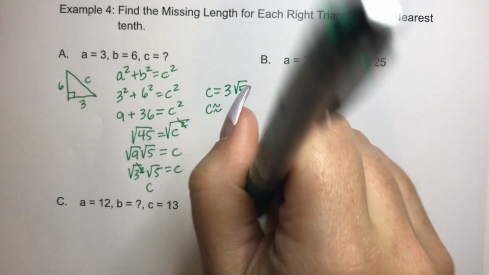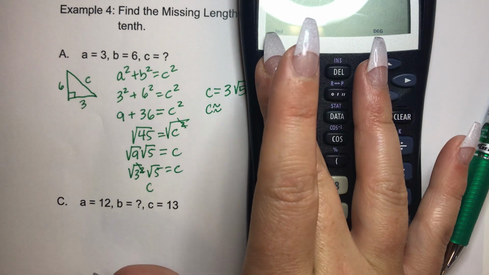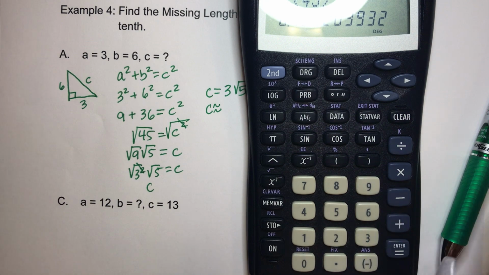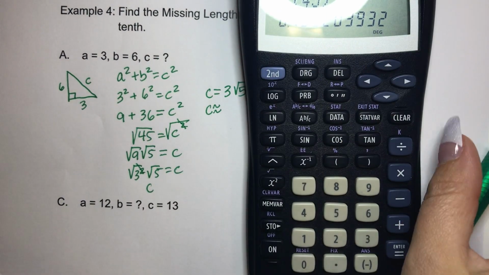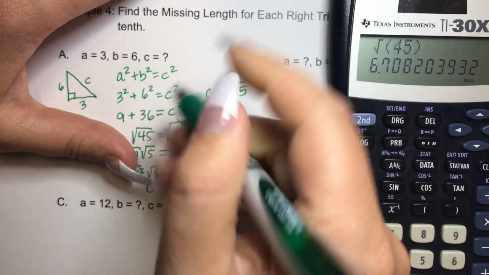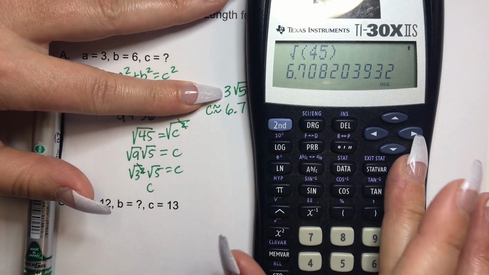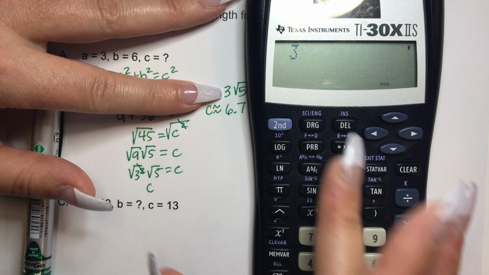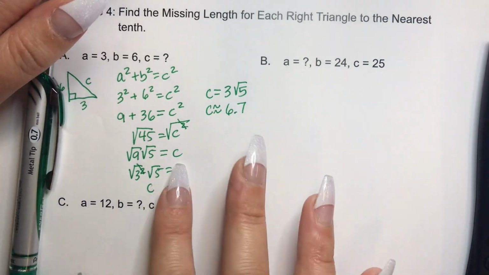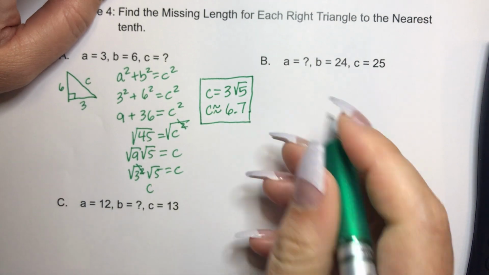That's the exact answer, but it says round it to the nearest tenth, so I'm going to have an approximate answer and use my calculator to figure that out. So the square root of 45 ends up being 6.7 rounded to the nearest tenth. Or I can do 3 square roots of 5. It's always good to check. So 3 times the square root of 5 ends up being the same exact thing. So that's how we solve these problems with our exact answer and the approximate.